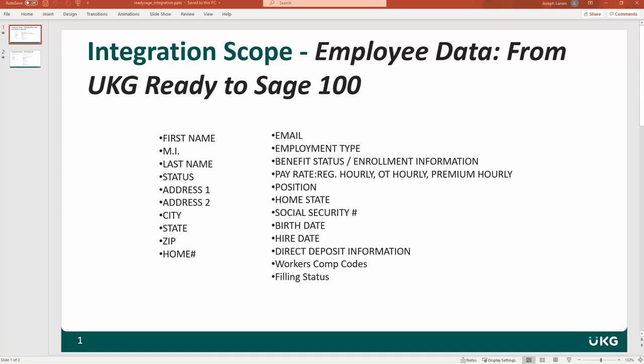All right, we're going to go ahead and walk through some of the integration pieces. If we're doing these manually from within Ready, we're going to talk to those processes. We're going to talk to three specifically. The first one is getting employee data from UKG Ready over to Sage. So this will be an export, and I'll show you all these fields in just a moment.